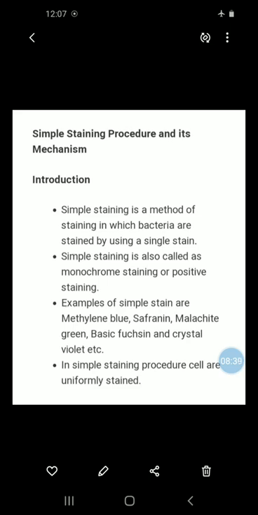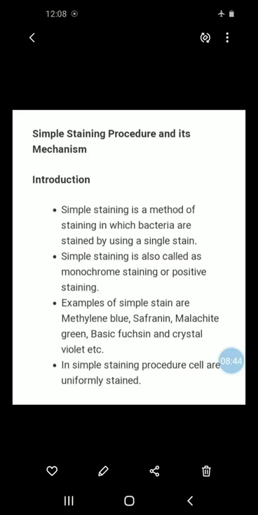For example, the examples of simple stain are methylene blue, safranin, malachite green, basic fuchsin, and crystal violet. These are a few examples of simple stain. In the simple staining procedure, the cells are uniformly stained.